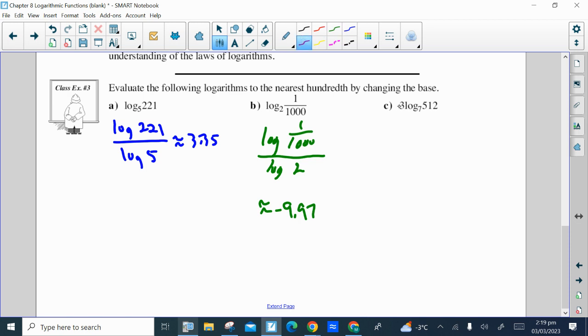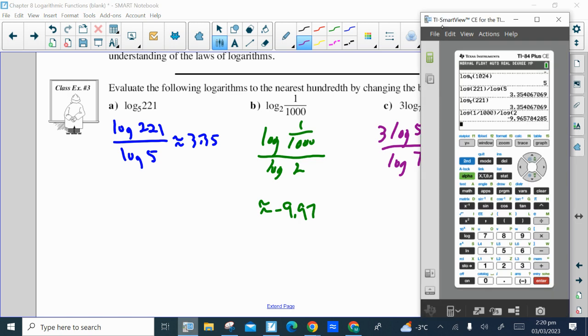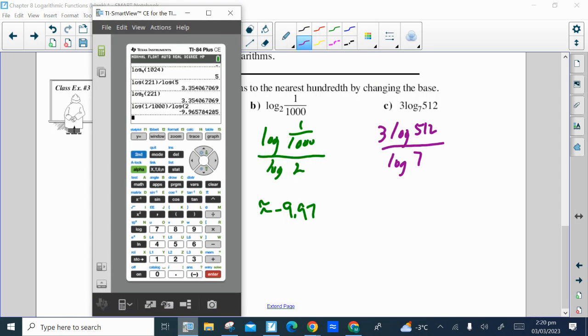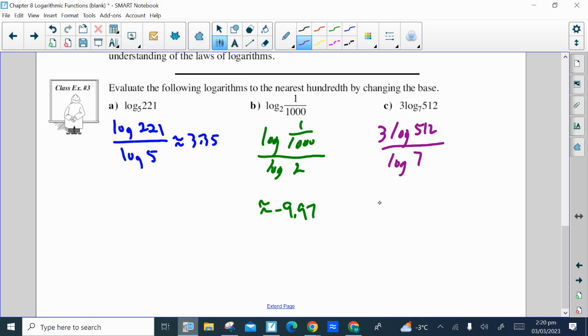For question C, it's 3 times log base 7 of 512. So it'll be 3 times the log of 512 over the log of 7. That 3 is 3 over 1, so it's only the top that's multiplied by 3. So whether you use the change of base identity or the log function of your calculator, either way you'll get the same answer. So approximately 9.62.